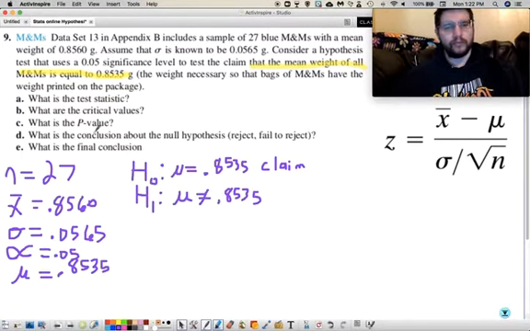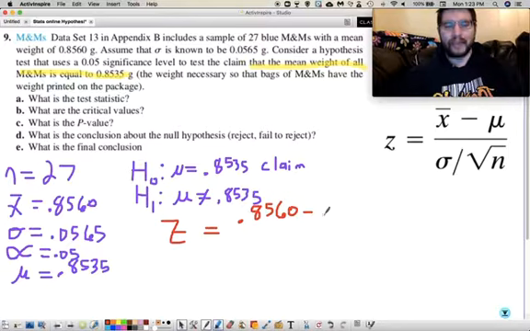On this one, I'll just go step by step. Part A, what's the test statistic? That should be your first step always. So Z equals X bar. Now, when you're doing these on your own, actually write down this step. Don't just type it in the calculator, because if you screw up, you'll actually be able to see what you should have written. Take the time to write it down.